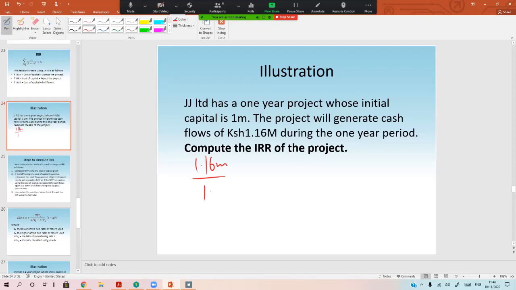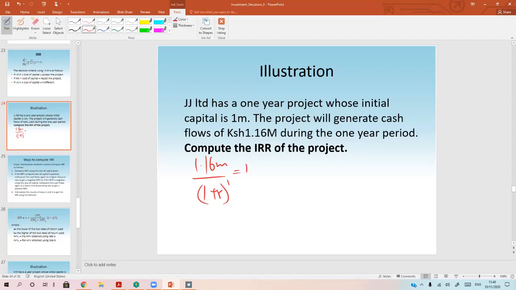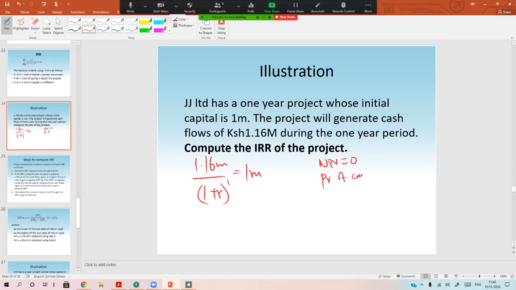1 plus R to the power of 1 is equal to... don't forget, if the NPV is equal to zero, then the initial investment cost is equal to the present value of cash flow, which is equal to 1 million. Let me just repeat what I've just said. If NPV is equal to zero, don't forget this gives us the present value of cash flow.